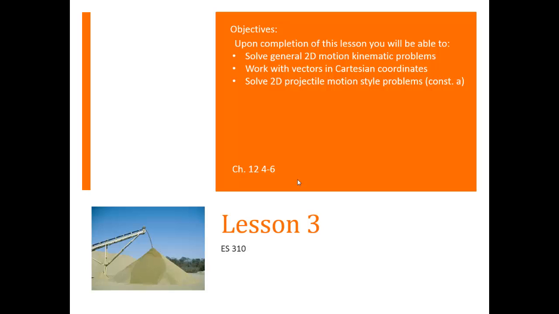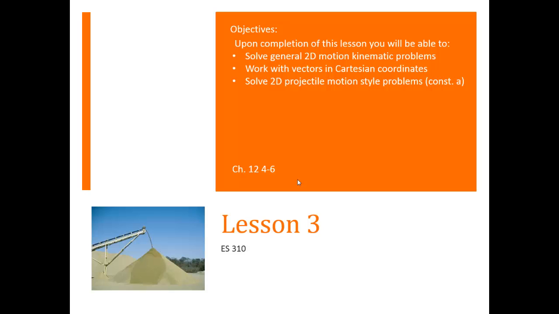In Lesson 2, we looked at rectilinear motion in one dimension. We derived general equations for this type of motion, and then we looked at simplifications that occur when we have a constant acceleration. We're going to follow the same path through the equations today, except today we're looking at 2D motion. So we're going to start with general 2D motion kinematic equations.